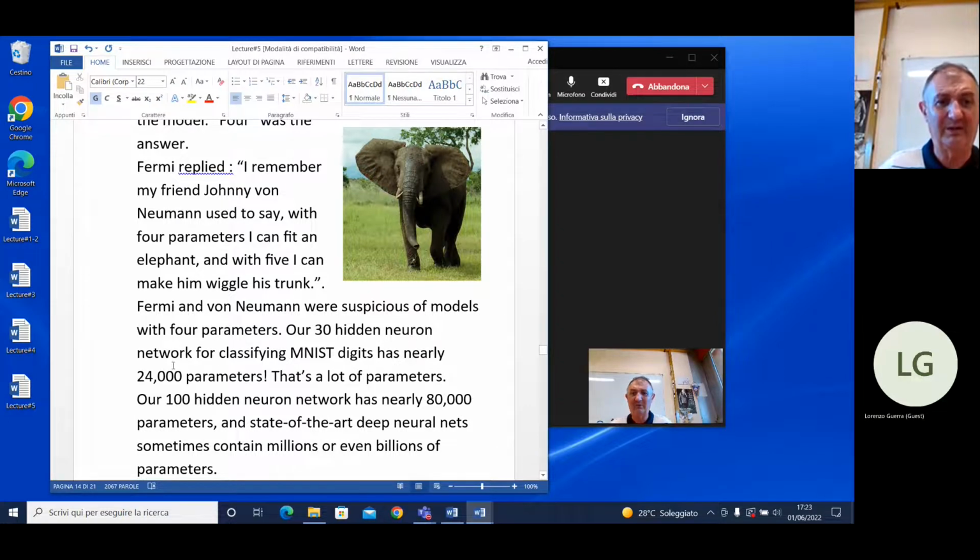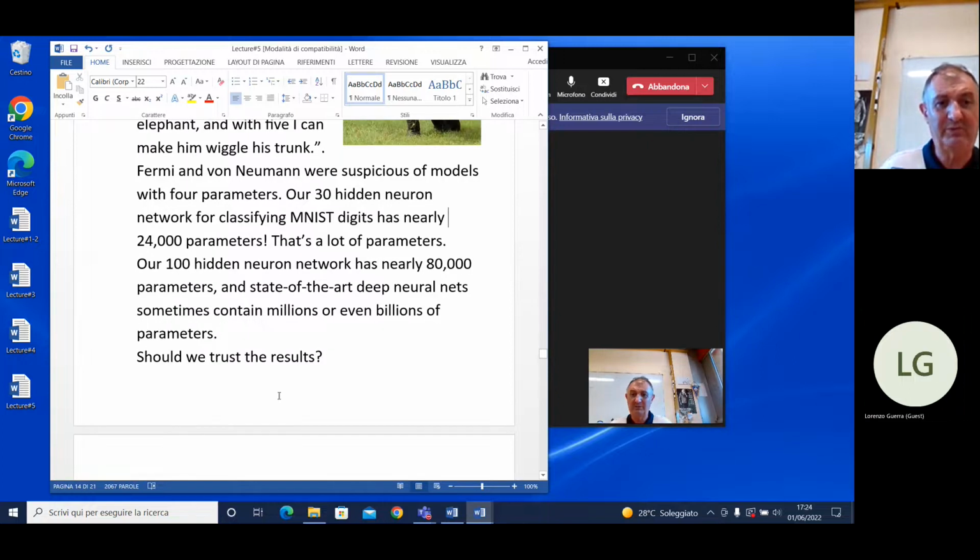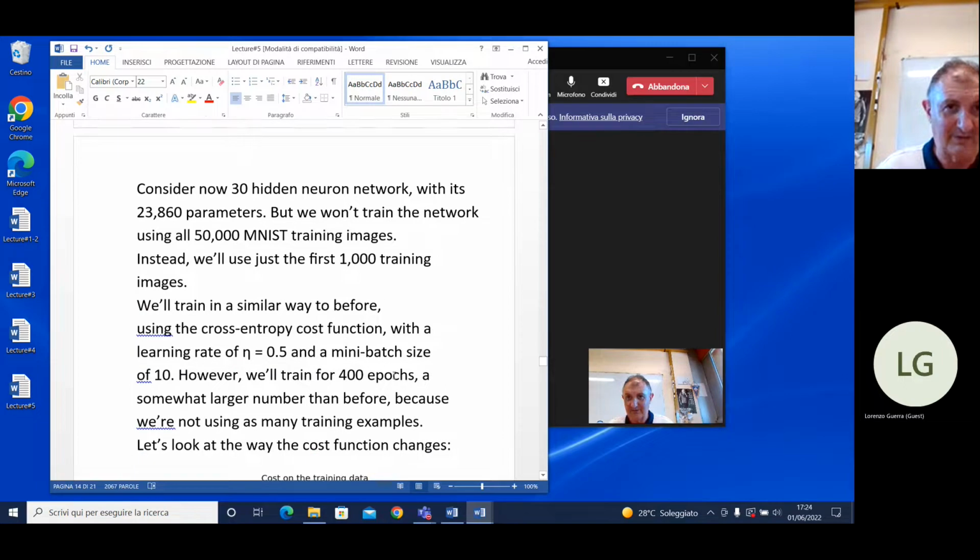Our 30 hidden neuron network for classifying the handwritten digit dataset has nearly 24,000 parameters. That is a lot of parameters. And if we increase our hidden neurons up to 100 hidden neurons in the hidden layer, our network will have nearly 80,000 parameters. State-of-the-art deep neural nets sometimes contain millions or even billions of parameters. Should we trust the results? Nothing to do, we should trust.